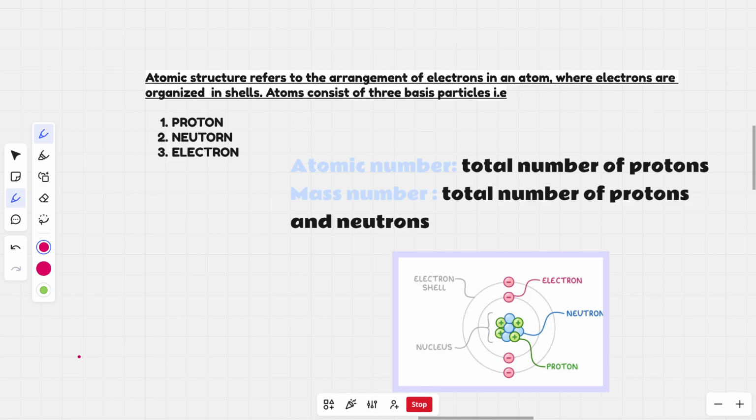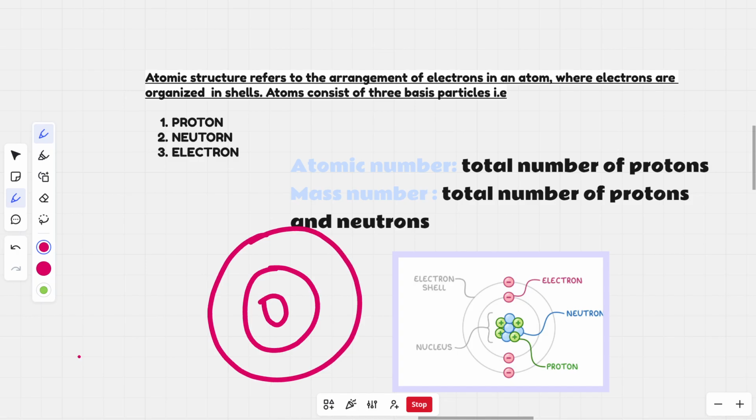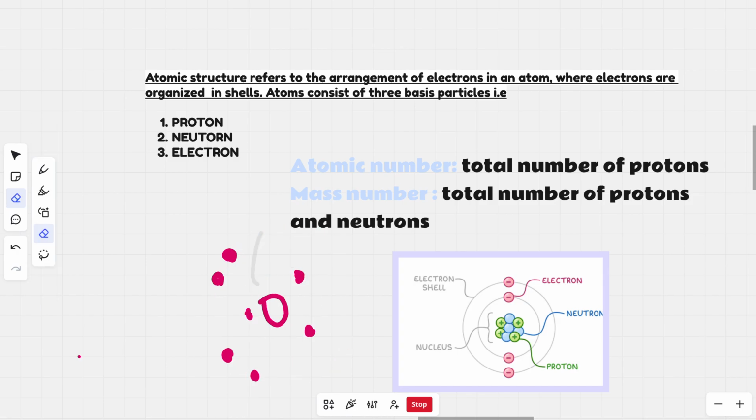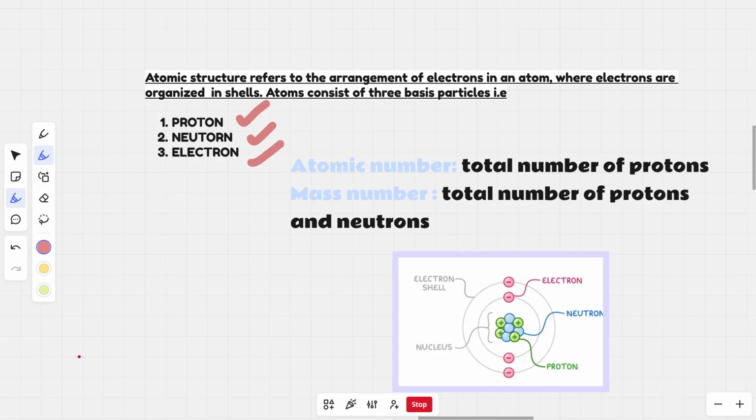It's pretty simple, right? Whenever we study an atom, we draw the atom in a circular shape. What is the reason behind it? Because we have to identify how many electrons will be surrounding it. So we have to properly make it like this, right? Okay, now the basic structure of an atom is that it contains neutron, proton and electron.